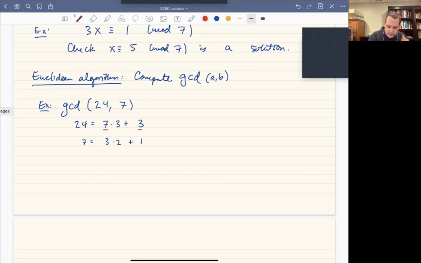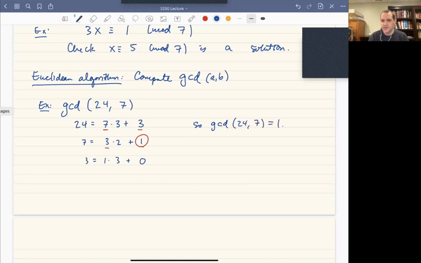And then I'm going to take the divisor and the remainder and do it again. How many times does 1 go into 3? Well, it goes in 3 times with remainder 0. So that last one's kind of silly, and then we stop. And it turns out that the second to last remainder, in other words, the last non-zero remainder, which in this case was 1, that's our GCD. So the GCD of 24 and 7 is 1, which again, we already knew.